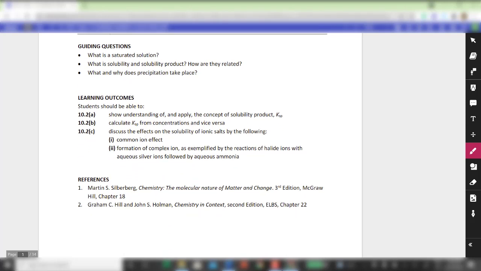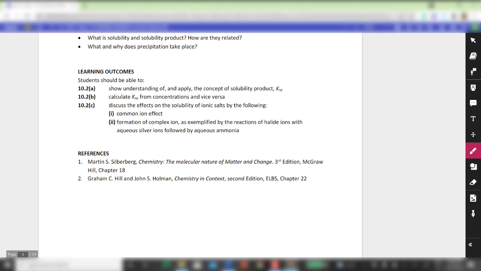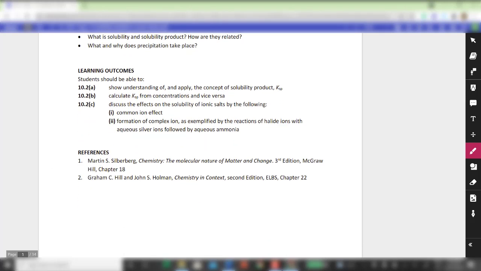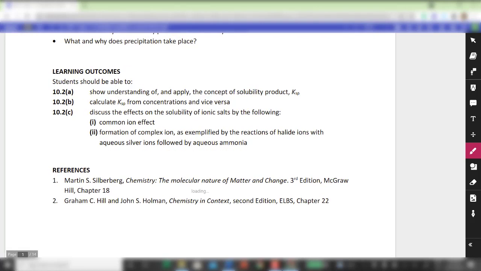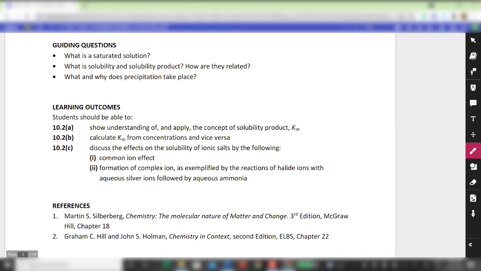If you take a look at the learning outcomes, actually there are just 3. You're supposed to show understanding and apply the concept of solubility products, which is shown by Ksp. Solubility product is actually the equilibrium constant, in case you're still not familiar with this topic. So it's the equilibrium constant known as Ksp, and later on we'll be introducing you to that.